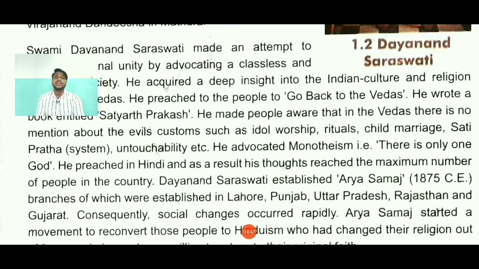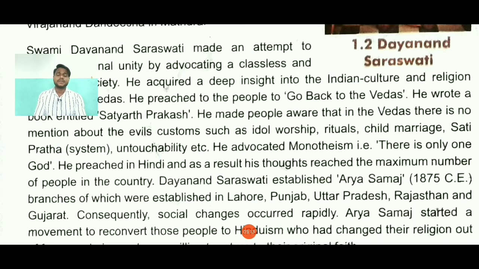He preached in Hindi, and he also conveyed his thoughts to the maximum number of people in the country. Later Swami Dayananda Saraswati established the Arya Samaj too. In 1875 CE, branches of this Arya Samaj were established in Lahore, Punjab, Uttar Pradesh, Rajasthan, Gujarat, etcetera. Consequently, social change slowly came to be seen by the people, and furthermore it changed the people rapidly.